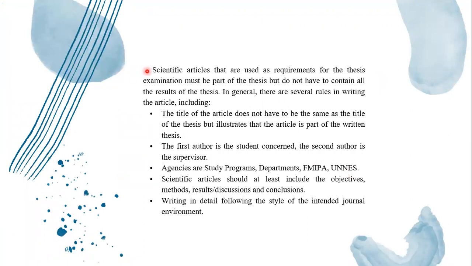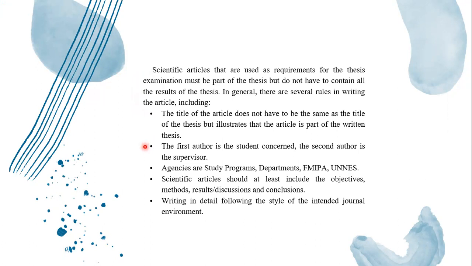Scientific articles that are used as requirements for the thesis examination must be part of the thesis but do not have to contain all the results of the thesis. In general, there are several rules in writing the article, including that the title of the article does not have to be the same as the title of the thesis, but illustrates that the article is part of the written thesis.